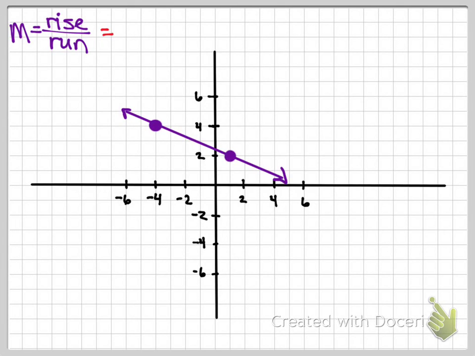So how many did I go down this time? 2. And how many did I go across? 5. Who got -2/5? Raise your hand. -2/5? Okay. Loza, did you get it? Mackenzie? No? Because look at the line. Because it's going down. All right, so it's negative. And remember, from point A to point B, it went down by 2. All right, down 2 over 5, -2/5.